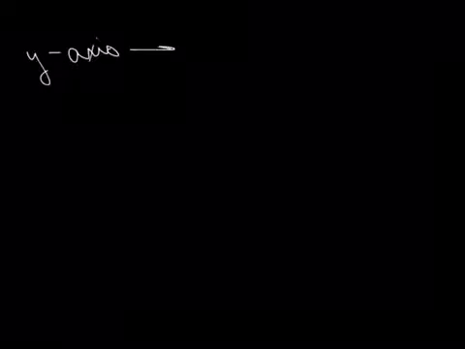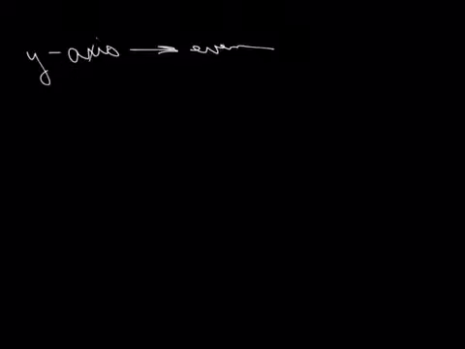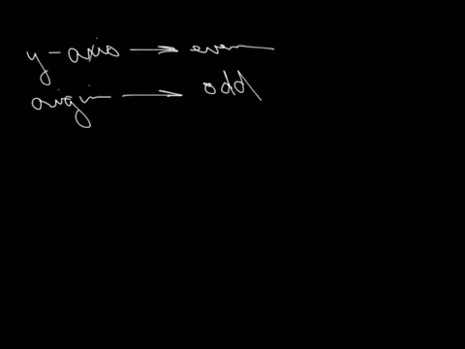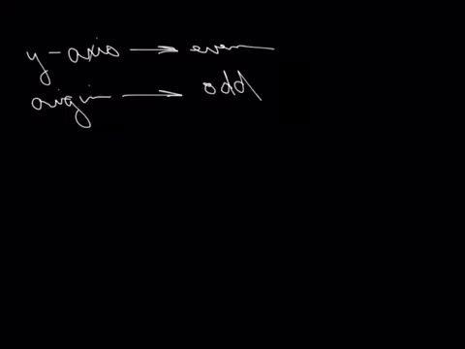All right, so an even function. If the graph of a function is symmetric with respect to the y-axis, we say that it's even. If a graph is symmetric with respect to the origin, we say that it is an odd function. Okay, nothing going on with the x-axis.